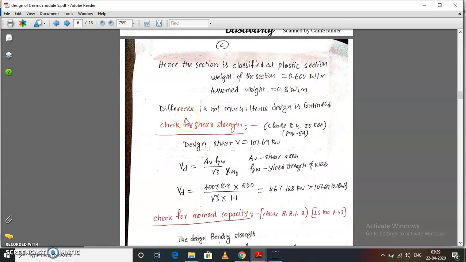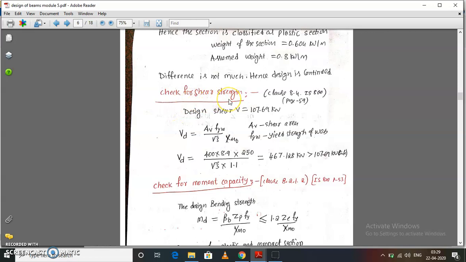Next, check for shear strength. As I explained, first calculate the Vd value. As per clause 8.4, Vd equal to Av fyw by root 3 into gamma m0. So area of web is depth of the section 400 into web thickness 8.9, into fyw, yield stress 250, divided by root 3 into 1.1, that is 467.128.